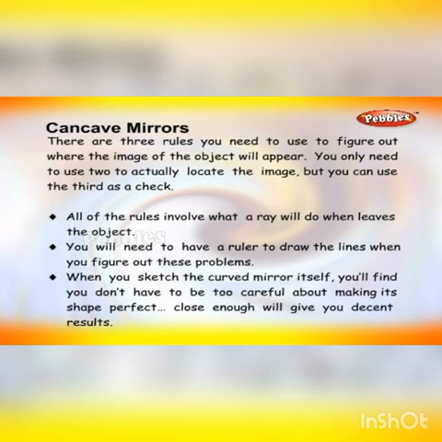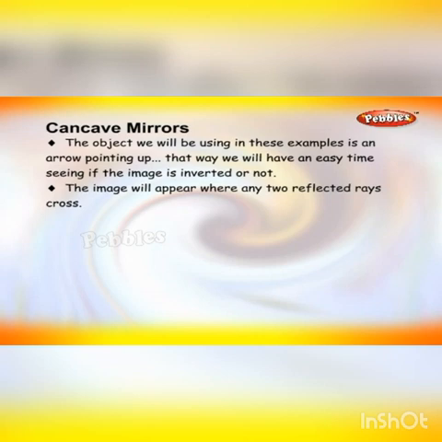All of the rules involve what a ray will do when it leaves the object. You will need to have a ruler to draw the lines when you figure out these problems. When you sketch the curved mirror itself, you'll find you don't have to be too careful about making its shape perfect. Close enough will give you decent results. The object we will be using in these examples is an arrow pointing up. That way, we will have an easy time seeing if the image is inverted or not. The image will appear where any 2 reflected rays cross.